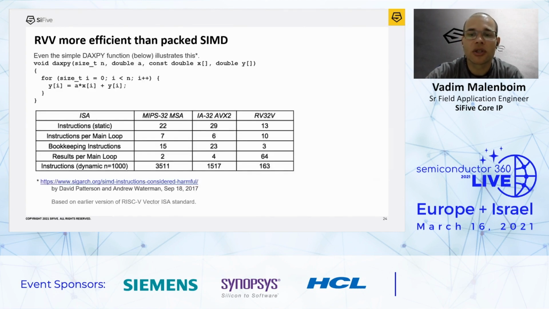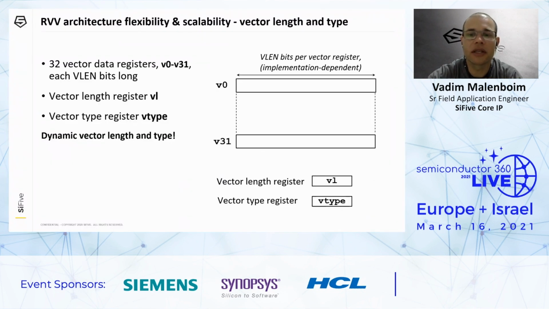The RISC-V vector extension is revolutionizing the legacy SIMD-based approach to vector computation. Based on early research done by Dave Patterson and Andrew Waterman, one can see that already the early implementation of the RISC-V vector extension is more efficient than other available SIMD implementations. This is thanks to the flexible vector length approach, which is at the heart of the RISC-V vector extension implementation.